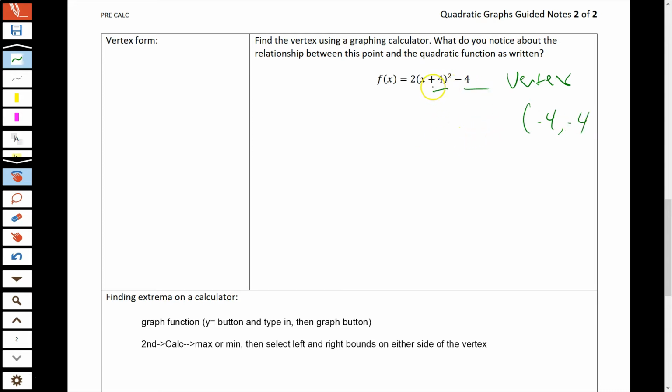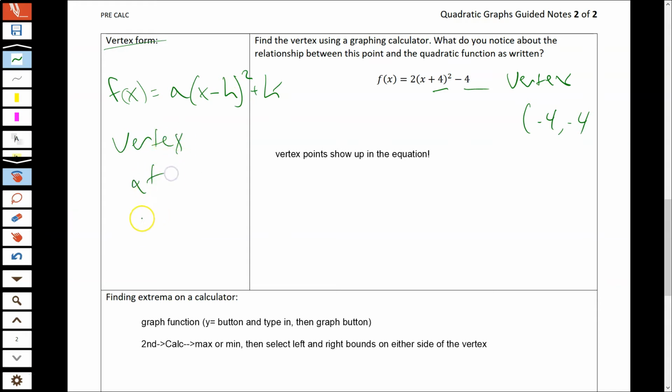Okay. So when the function is written this way, this is called vertex form. The vertex actually shows up in the equation. So this is useful to recognize. So if you have a quadratic written this way with this parentheses squared, then it has a vertex at h, k, right? And notice there's a minus in my form here. So that's why I have a +4 in my equation, but a -4 in my vertex.